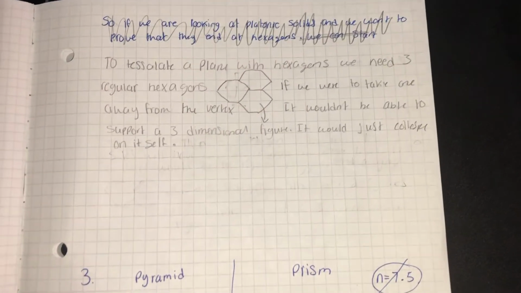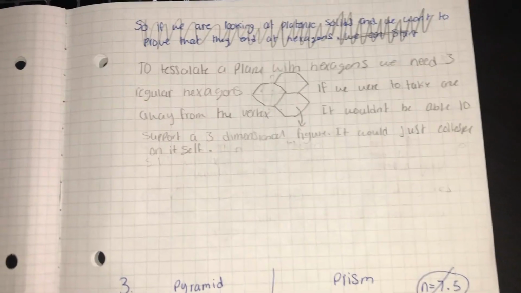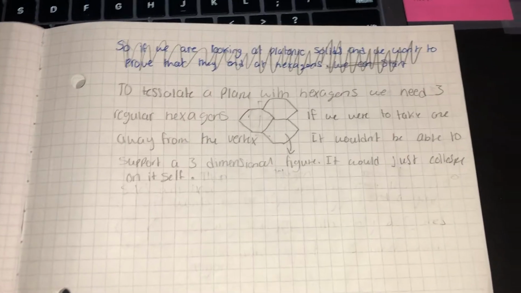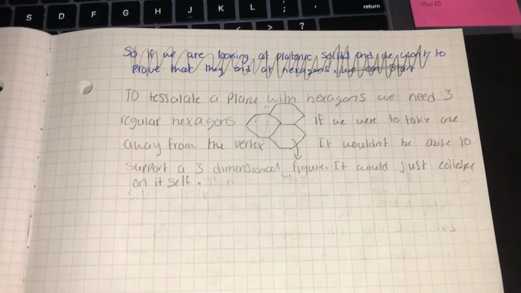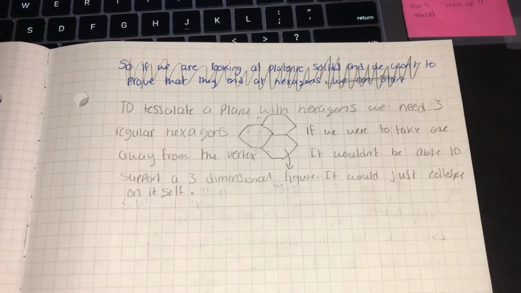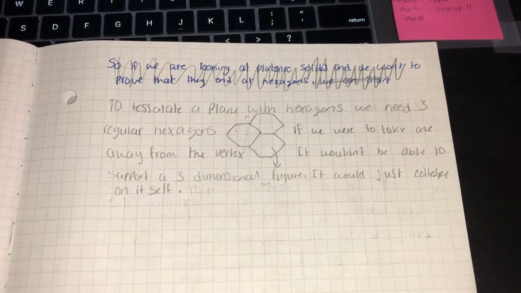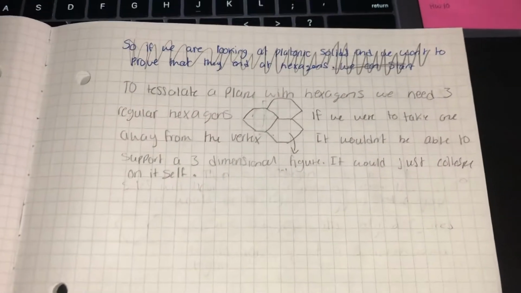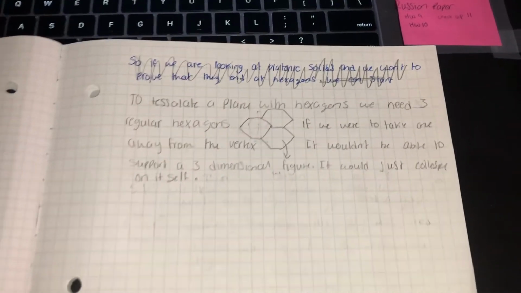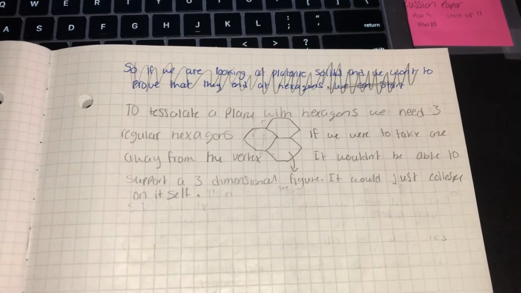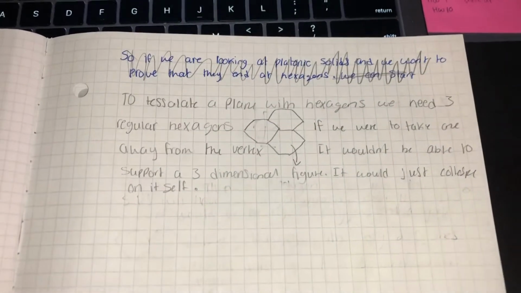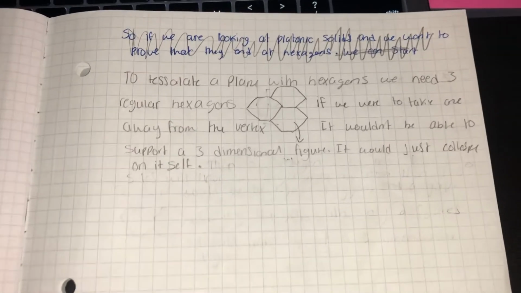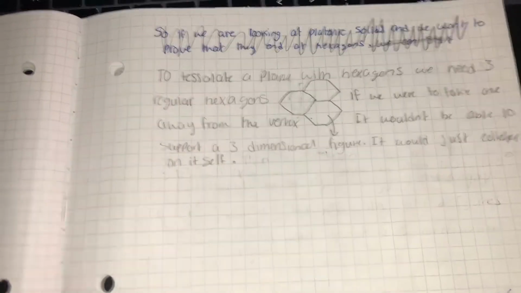So the second question was, explain how you know that you can or cannot create a platonic solid out of regular hexagons. So I said you cannot create a platonic solid out of regular hexagons because to tessellate a plane with regular hexagons, you need 3 regular hexagons, and then if we were to take one away from the vertex, it wouldn't be able to support a three-dimensional figure because if we try to put these together, they would just collapse on themselves. So no, 3 regular hexagons would not be able to make a platonic solid.